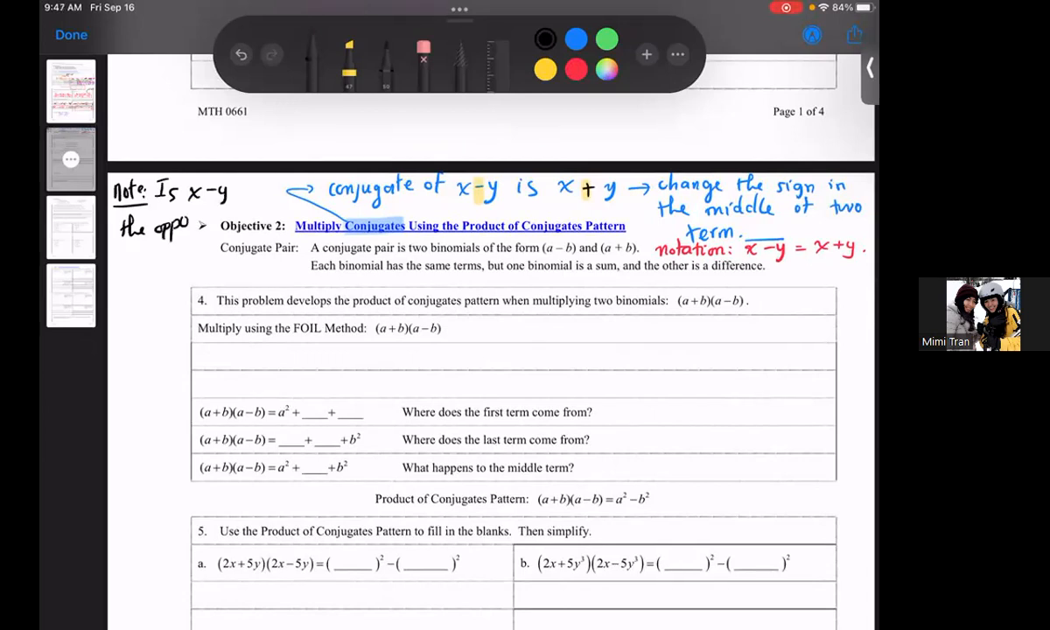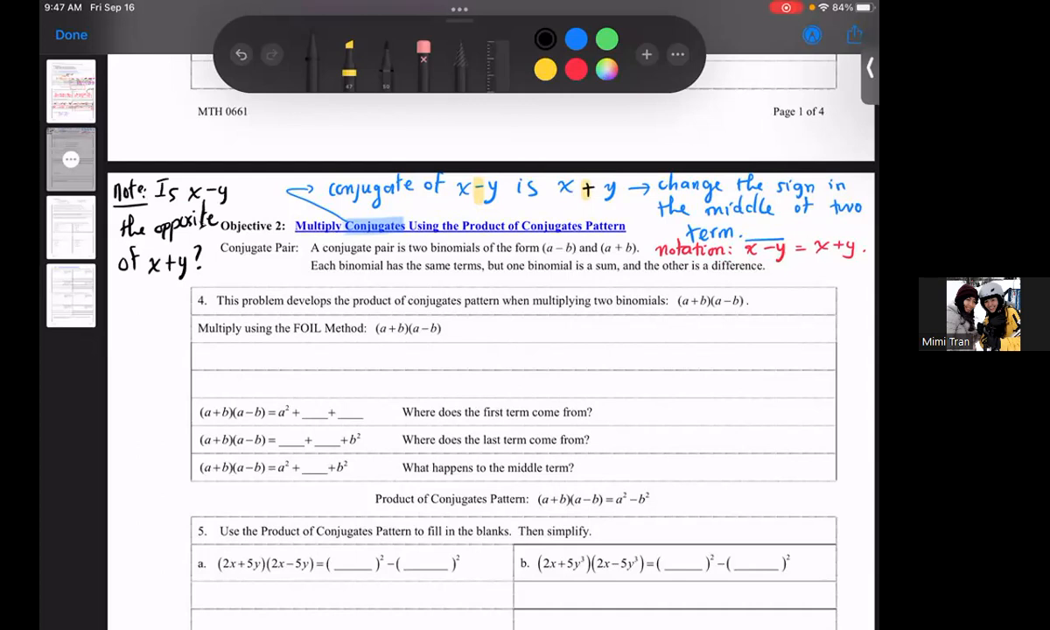Let me ask you this. Can someone answer for me? Is it true or false? Well, it's a conjugate, right? Because the middle sign changes. It's a conjugate. Is it opposite though? What's the opposite of 3? What's the opposite of negative 5? Yeah, minus 5, so positive 5.